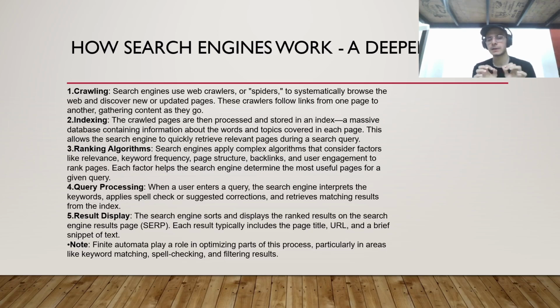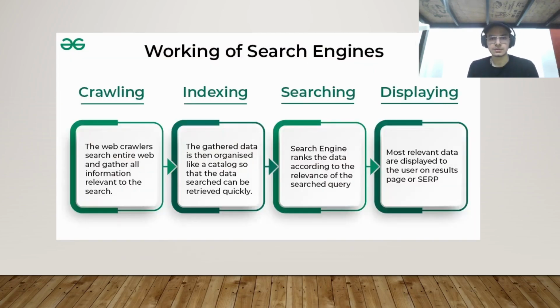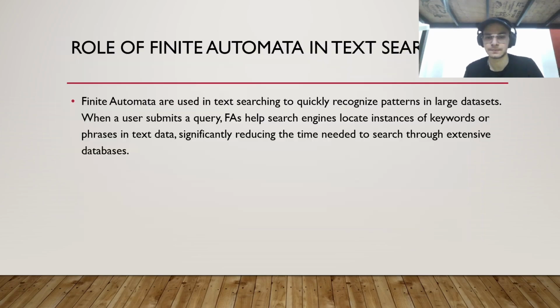Finite automata play a role in optimizing parts of this process, particularly in areas like keyword matching, spell checking, and filtering results. Now, how finite automata actually help in all these tasks, we'll have a look at it. So this is again a schematic representation of this workflow. You can have a look at it for your reference. We have already discussed all of these phases in detail.